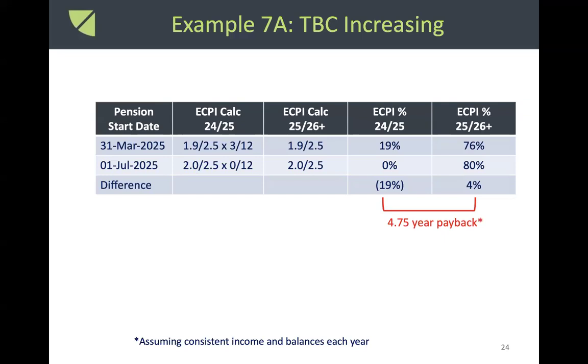So this is like an investment that goes into perpetuity almost, of putting in, let's say, $19,000 and getting a return of $4,000 a year forever. Is that a good investment? I think it is. You're getting a return of, give or take, 20% per annum. I think that's a good return, effectively tax-free. So I would forego the 19% this year. I'd wait until the 1st of July and take the extra 4% ECPI next year and into the future.